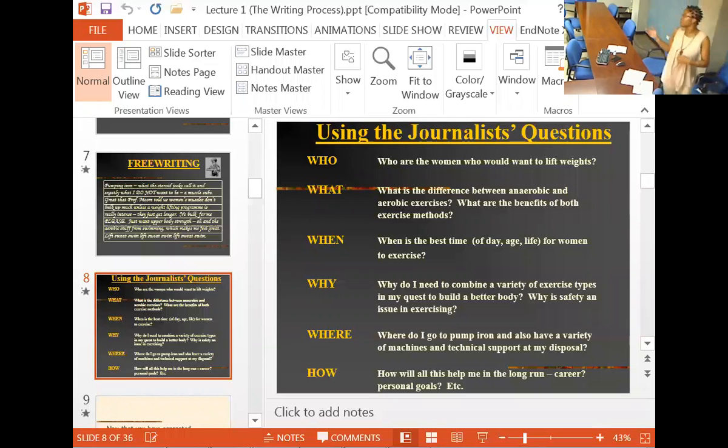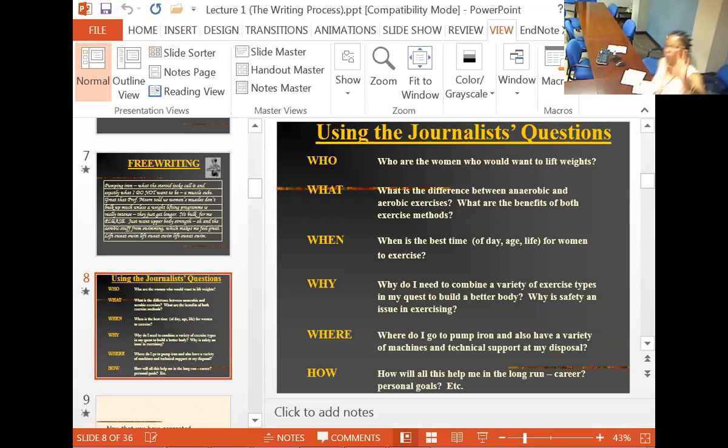All right, so these are the questions that you can actually encourage your students to ask. And the answers to these will provide some of the information that they need to put in whatever it is that they're writing. So in this particular instance, who are the women who would want to lift weights? Right? And then what? What is the difference between anaerobic and aerobic exercises? I should know this because of HSD. I was looking at an HSD book recently, but don't ask me. So what are the benefits of both exercise methods?